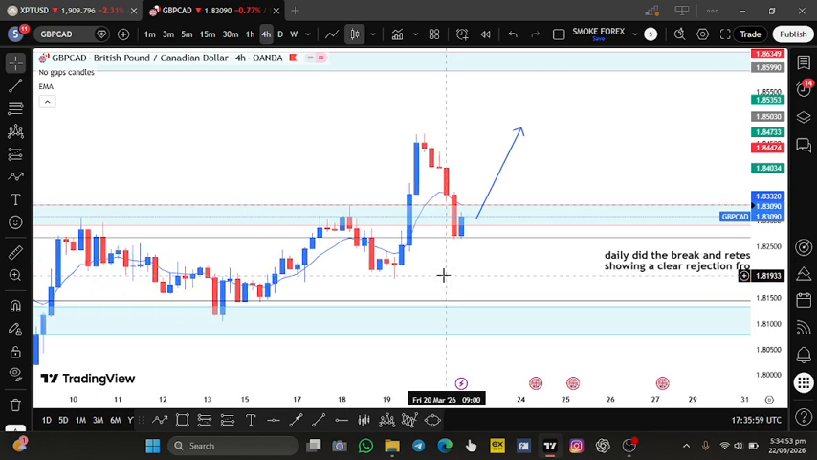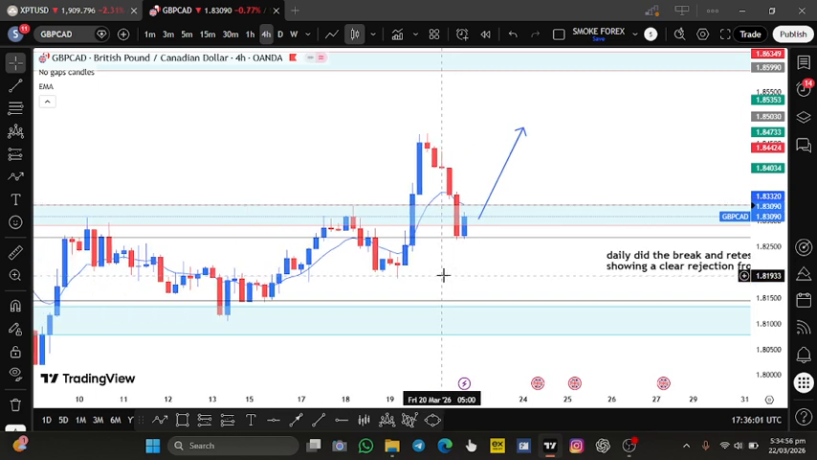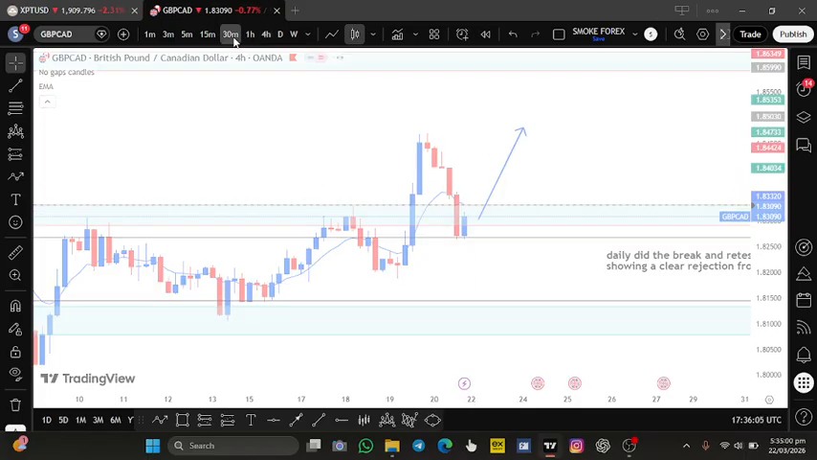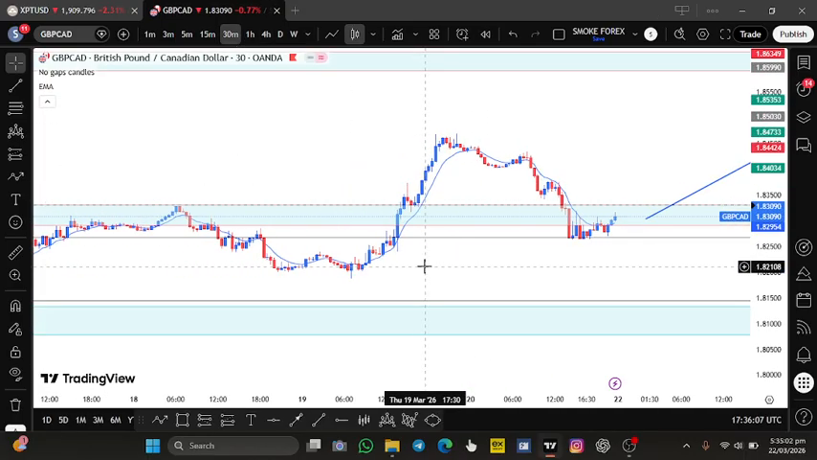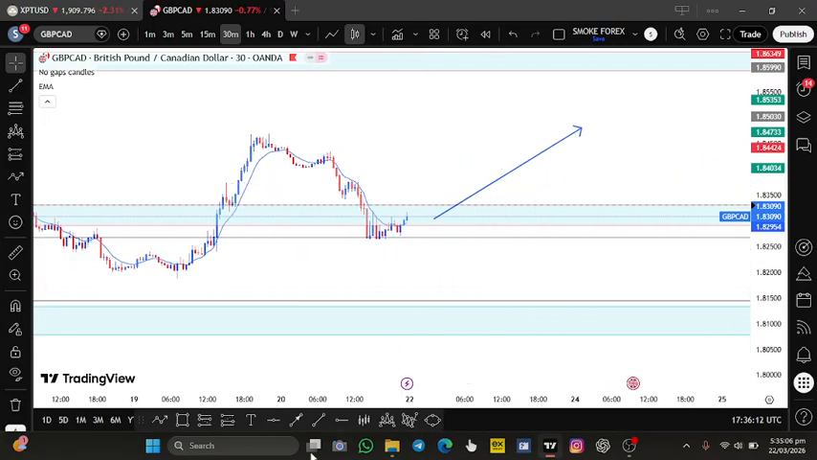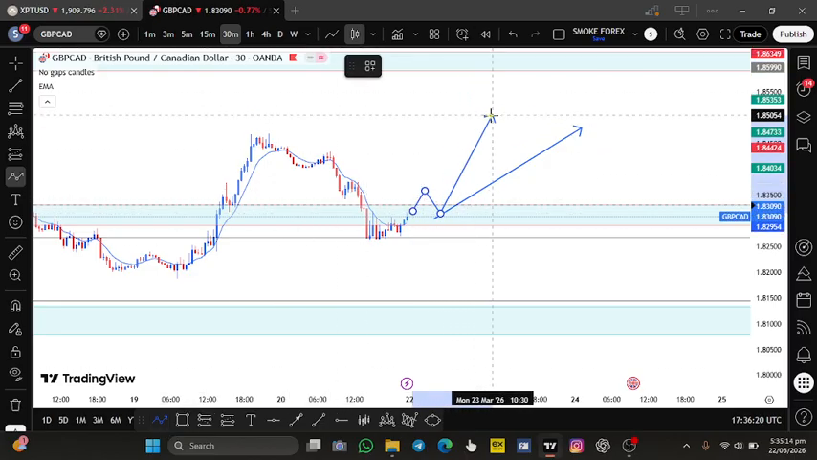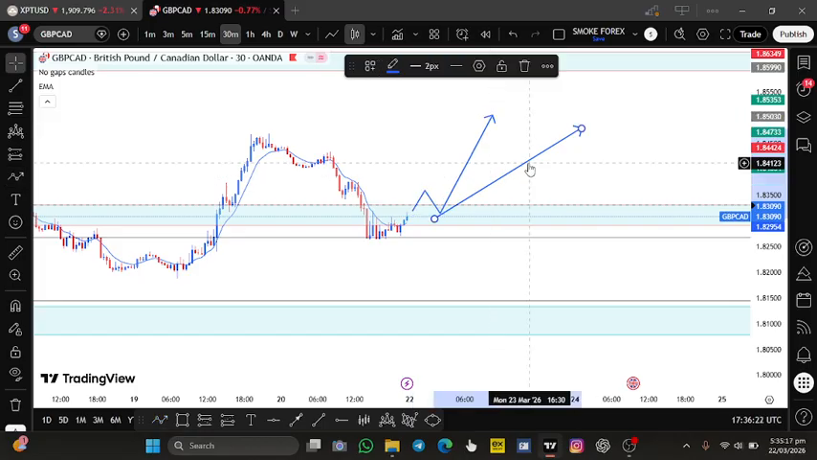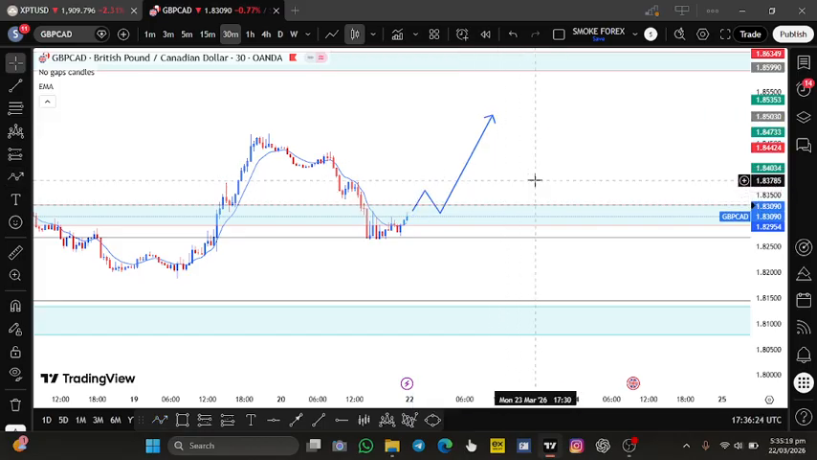So what is happening right now? I just want to have this break and look for an engulfing, probably on the 30 minutes, the break and retest. I think I do want to see something like this on the 30 minutes, the break and retest, and I'm going to enter for the buy on the 30 minutes. So that's for GBP CAD.